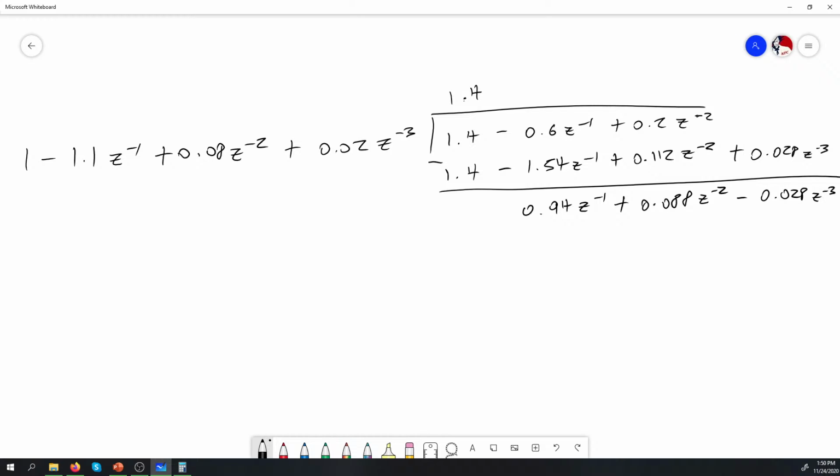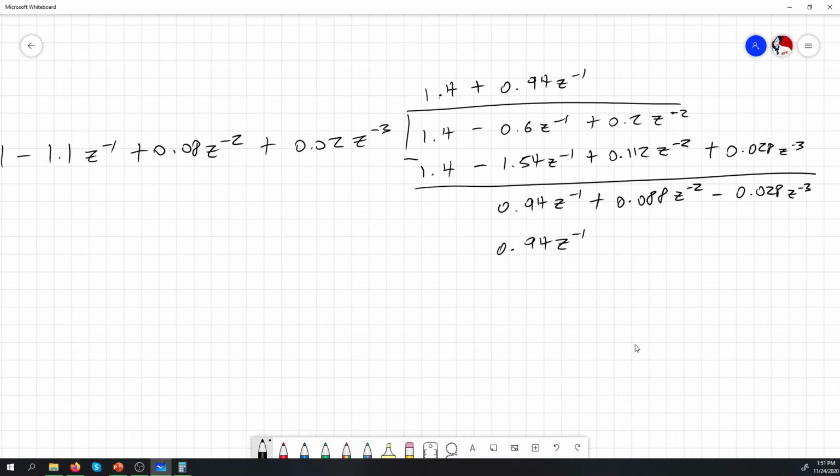The next step for the long division is that we want to be watching our remainder here, which we just now calculated, and we want to divide the first factor of this remainder by the first factor of our original denominator. So that's going to be 0.94 z to the minus 1 divided by 1, which is positive 0.94 z to the minus 1. And then we perform the same steps that we just did, where we take 0.94 z to the negative 1 and multiply by each one of these factors in the denominator, and we subtract accordingly.